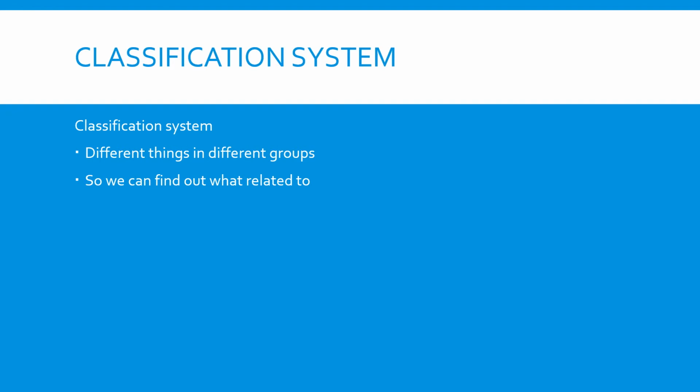The classification system. The classification system allows different things to be classified into different groups, so we can find out what is related to what. Scientists around the world can use the same system so there's no confusion. Now there are some rules for species, and it's used in the binomial system, which is Greek and Latin names. So the first name would be genus and the second name would be species.